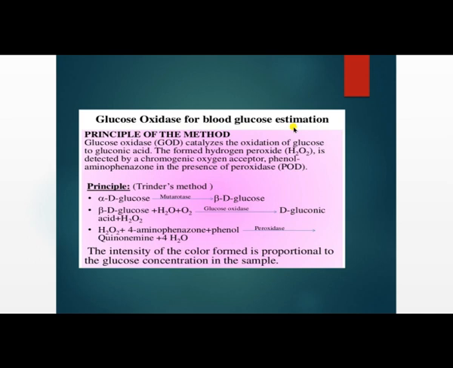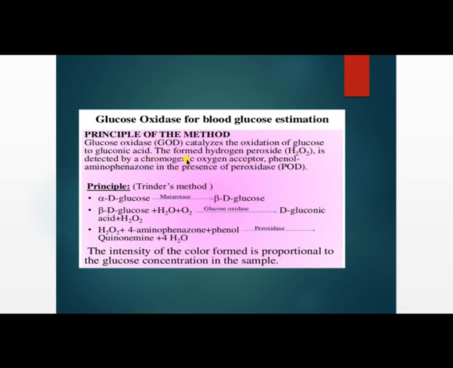Next, see here, glucose oxidase for blood glucose estimation. As we use hexokinase for blood glucose estimation, this enzyme can also be used for blood glucose estimation. So what is the principle of this method? Glucose oxidase catalyzes the oxidation of glucose to gluconic acid. It means conversion of glucose into gluconic acid, forming hydrogen peroxide, H2O2.